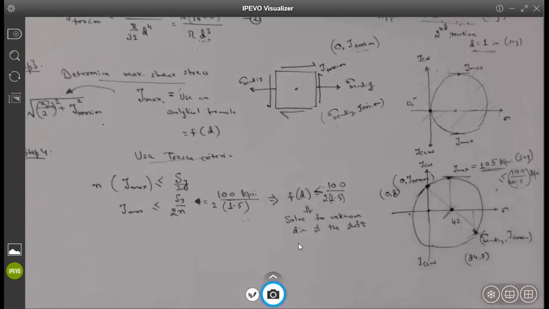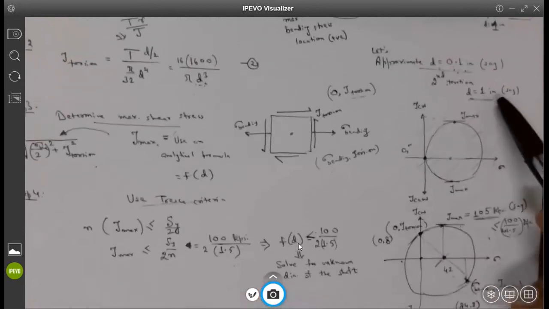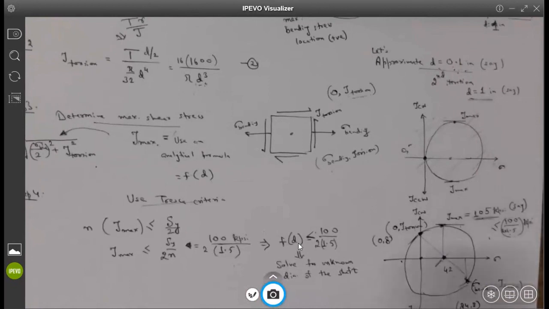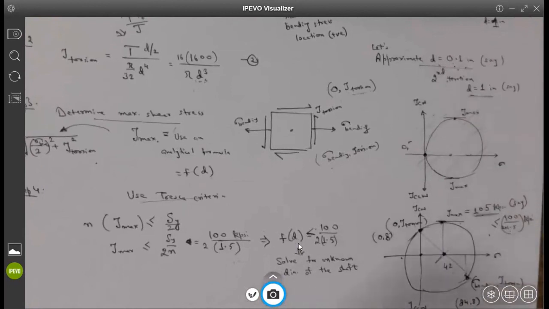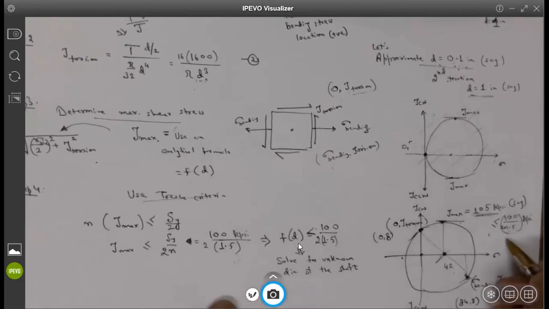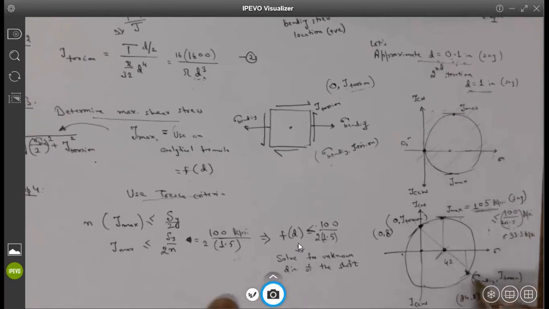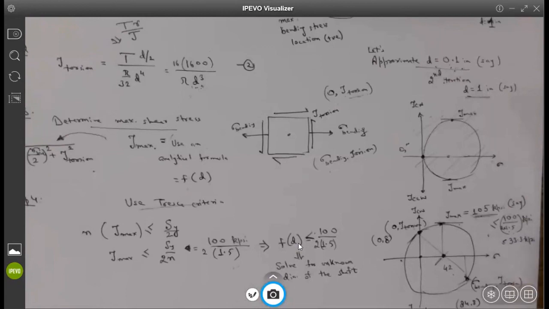So is your doubt now cleared on how to find a diameter? You'll keep doing that until the formula is true, that it's less than the safety factor. Yes. This is what we call iterative calculations. You have to go for iterations. So you approximate a specific value and keep on doing the iterations till you satisfy the criteria. And the criteria, it has to be less than 33.3 kips. And since we are getting 42, that means d equals 1 inch is still not a good choice. We have to increase it further.